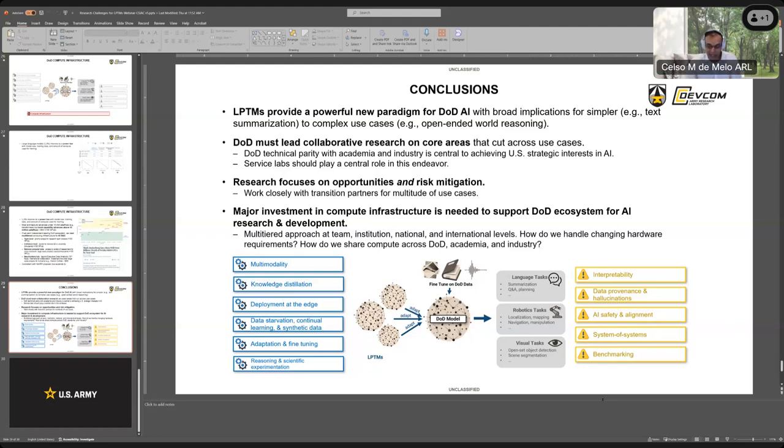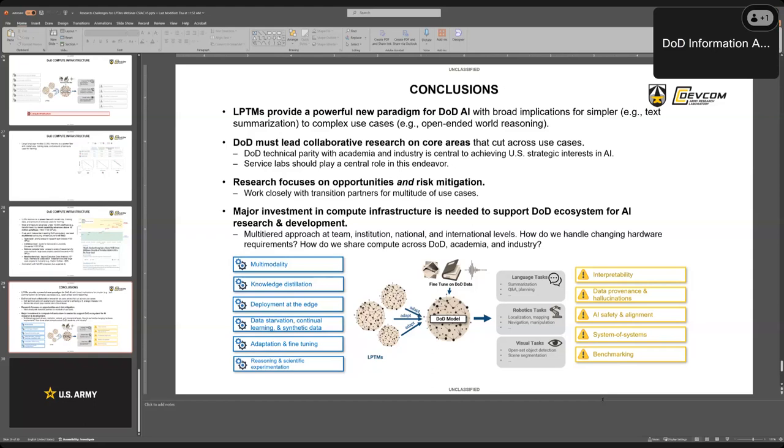But I also want to emphasize this ability of having systems that are creative. We've certainly seen that in the visual domain, video domain, and so forth. But we want to apply this to meaningful DoD use cases. You know, course of action generation is an obvious one. We do need some level of creativity there. Hope that helps. Thank you.